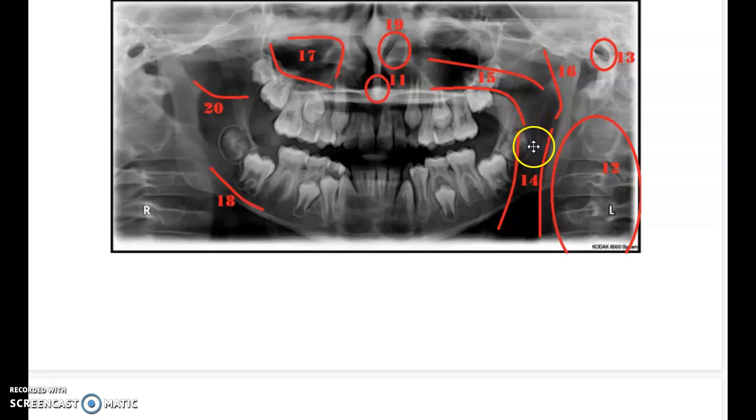Next would be the palatoglossal airspace, which appears as a radiolucent band located above the apices of the maxillary teeth. Right, so it's around, you can see number 15 here, that's the palatoglossal airspace.